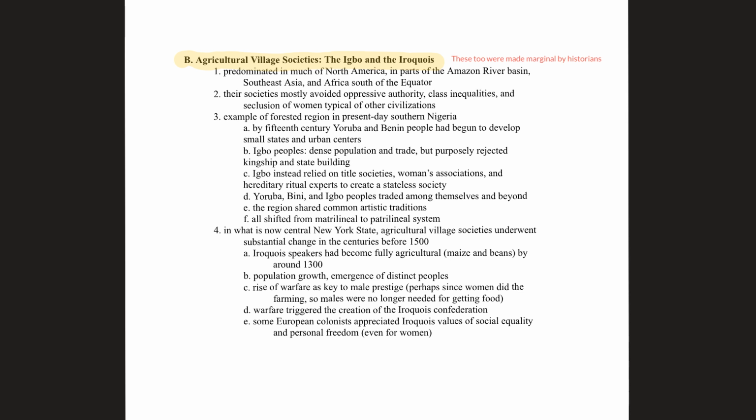Where we tend to find these agricultural village societies is they're going to predominate much of North America, parts of the Amazon River Basin, Southeast Asia, and Africa south of the equator. Basically, we're looking at anywhere where farming is going to take place. So we need good soil and we need water. And if you notice, some of these places are directly by sources of water. Their societies are going to mostly avoid oppressive authority, class inequalities, and exclusion of women, typical of other civilizations.